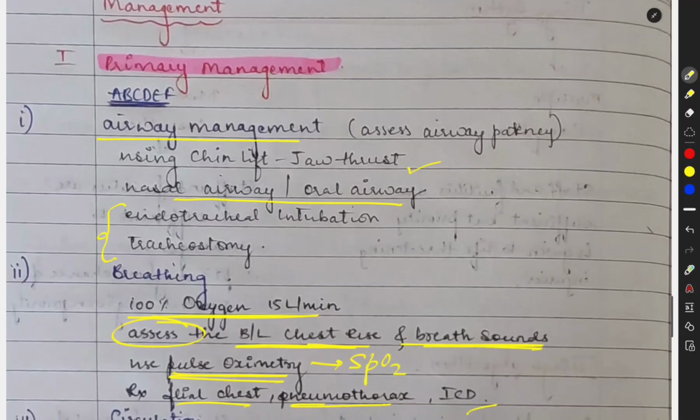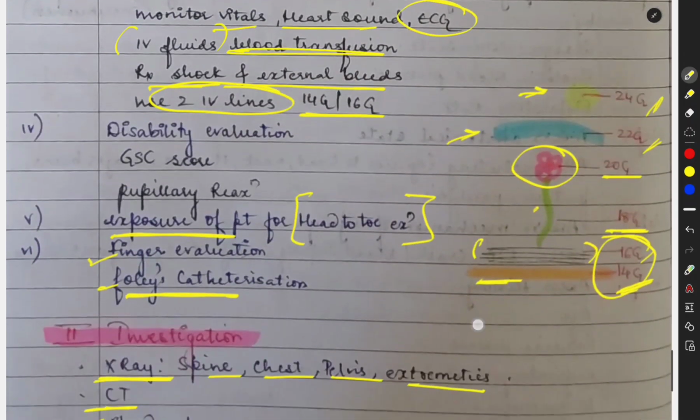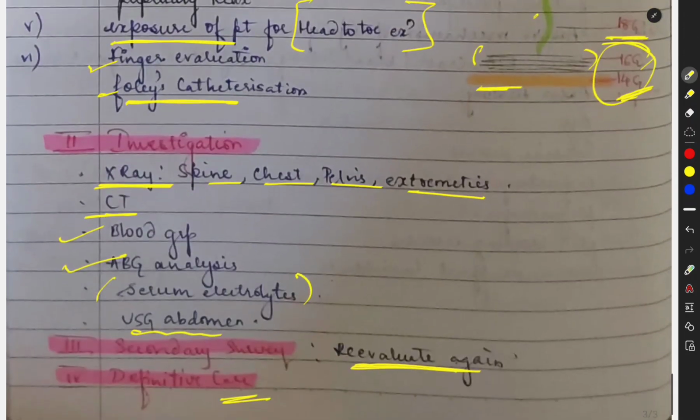Then we dealt with the management, which is primary management, investigation, secondary survey and the definitive care.